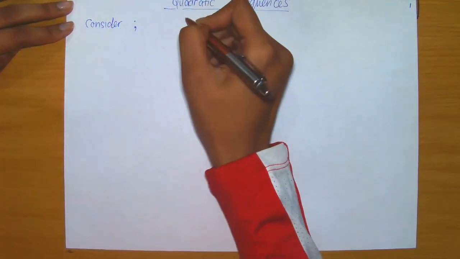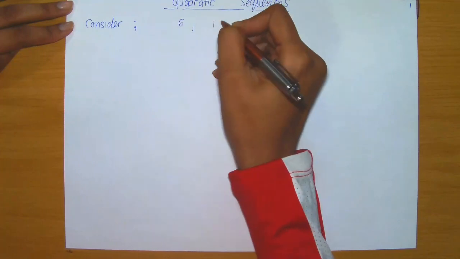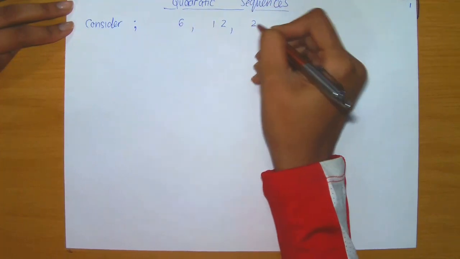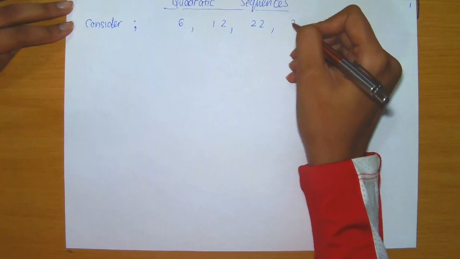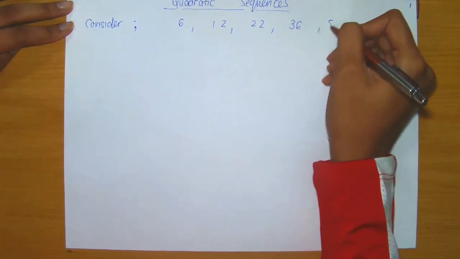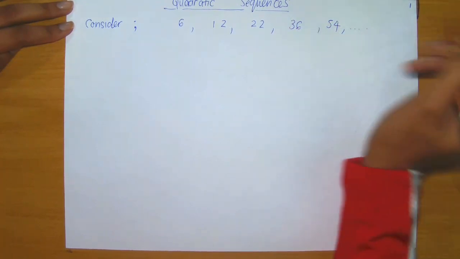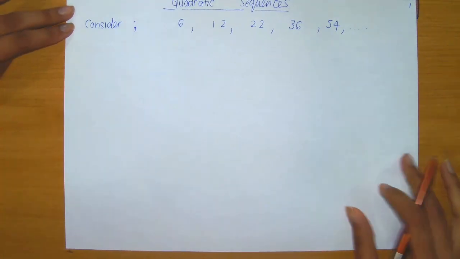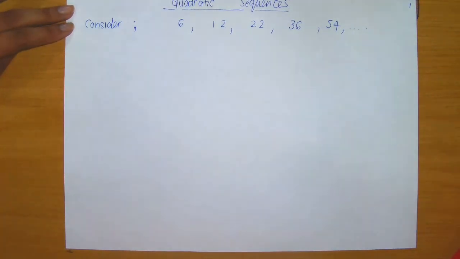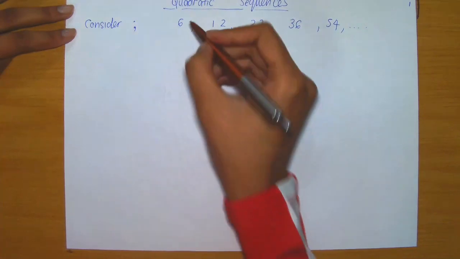For now, let's consider the following sequence. So we're going to consider a sequence which has terms 6, 12, 22, 36, 54. Right, so previously at our disposal with arithmetic sequences, we would compute the first difference. So let's proceed with the similar strategy. So let's compute the first difference here.